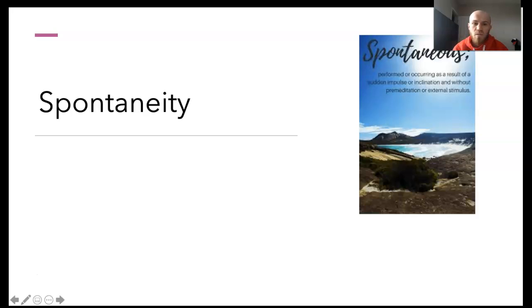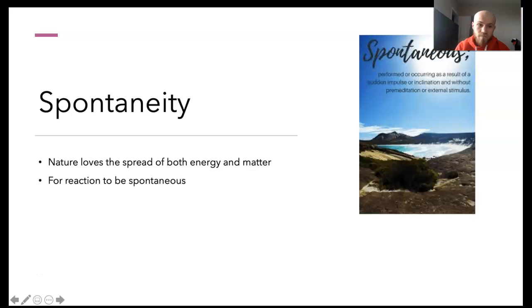All right. So when you think about spontaneity with reactions, they just occur. The opposite would be non-spontaneous, where we're going to need some stimulus in order for it to occur. Spontaneous reactions will just occur naturally how they are. So nature loves the spread of both energy and matter. We talked about the spread of energy with enthalpy and the spread of matter with entropy.